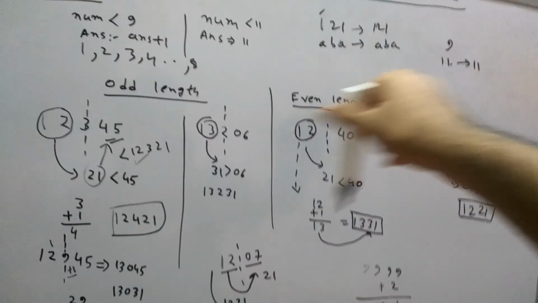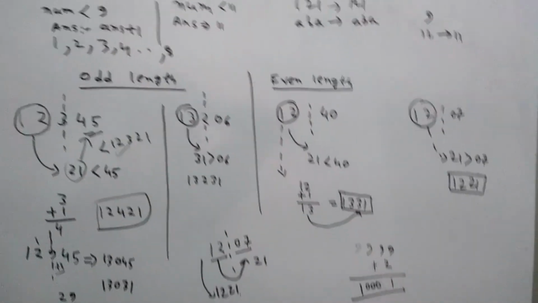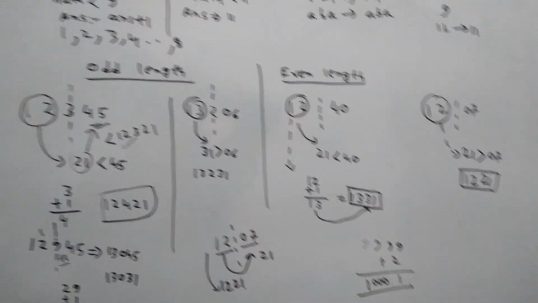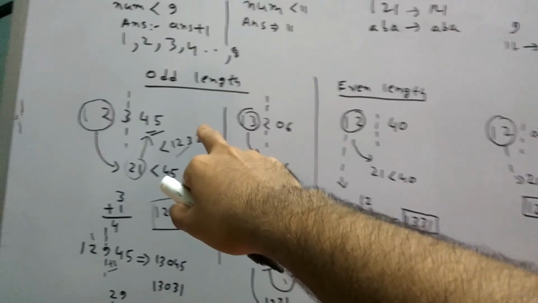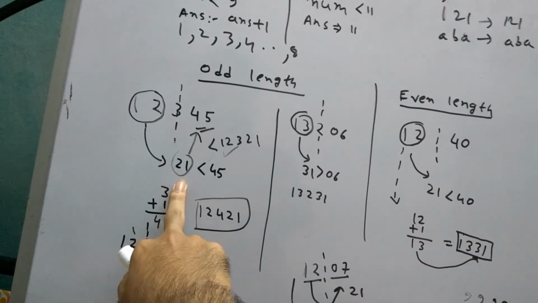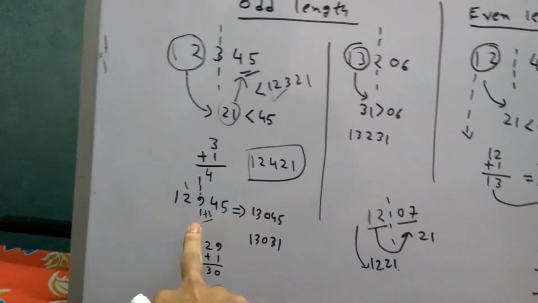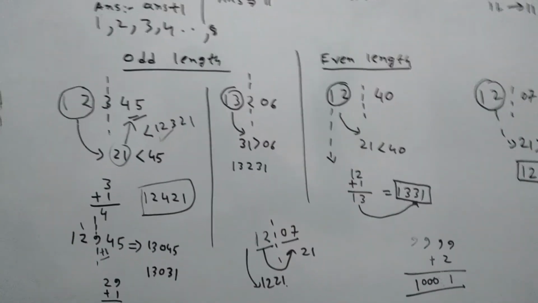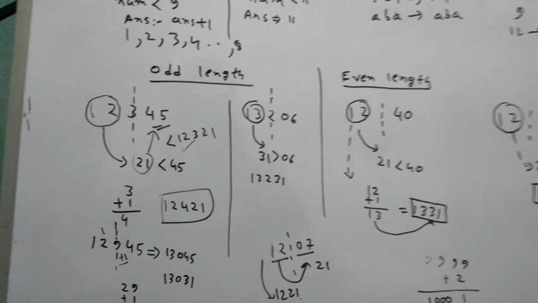So these are all the cases we have to consider, and it's a simple problem, but we have to know all the edge cases. For odd length, if the middle element is 9, for example, we have to add the carry also. So these sorts of things we have to know. That's why this problem becomes very interesting and a very favorite question for interviews. So let's see how to write the code for it.